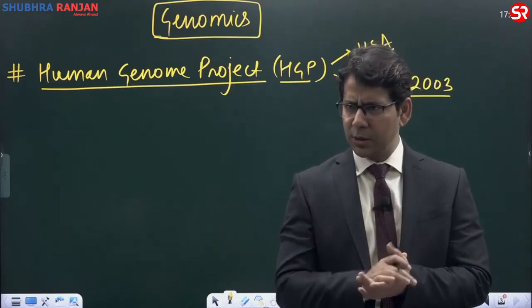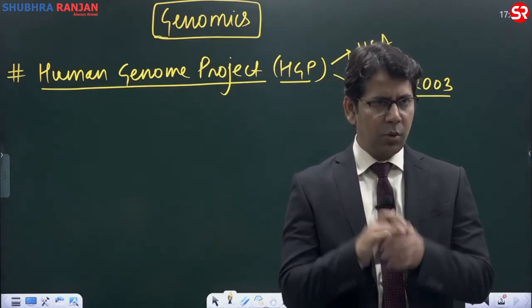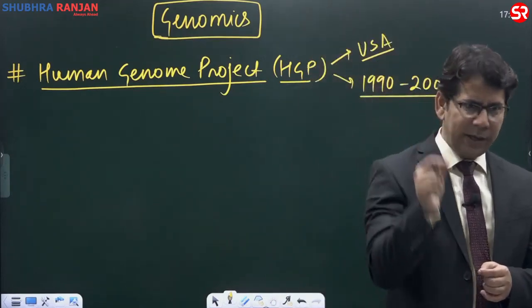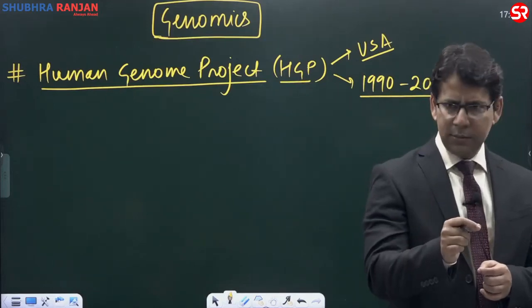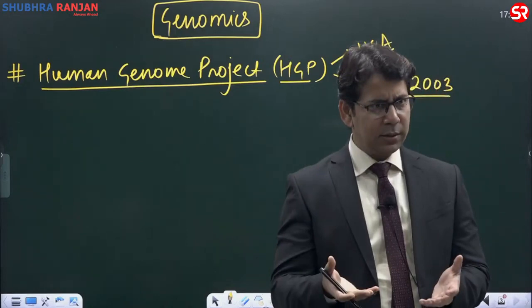Billions of dollars were spent on this. And America did it for the first time. So the whole idea was just to read all the genetic sequence that we have. What can you call it? Genetic sequence, right? Like you must have heard the name gene sequencing. That is the same thing.